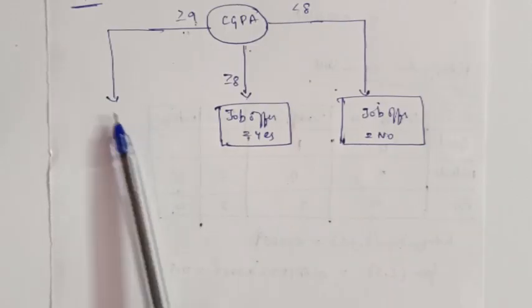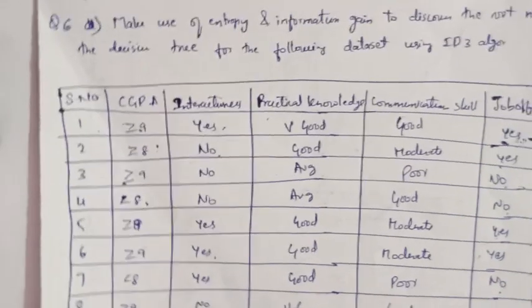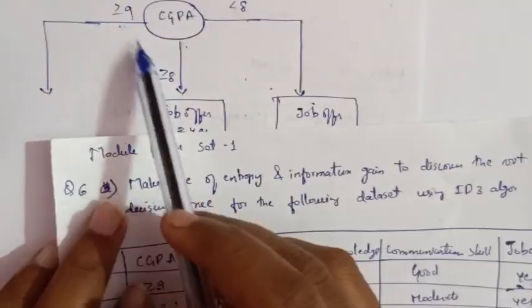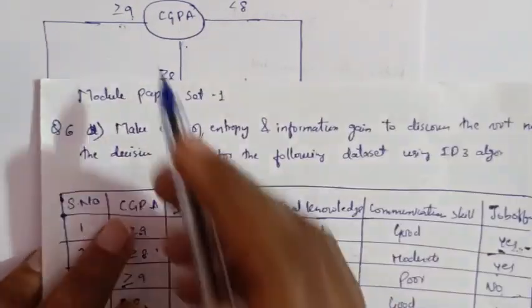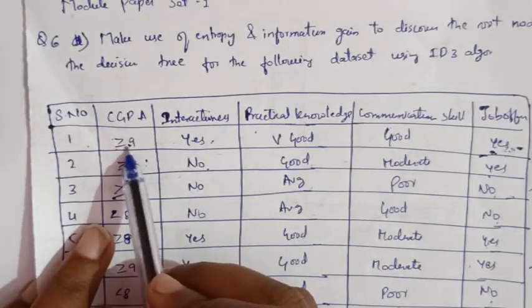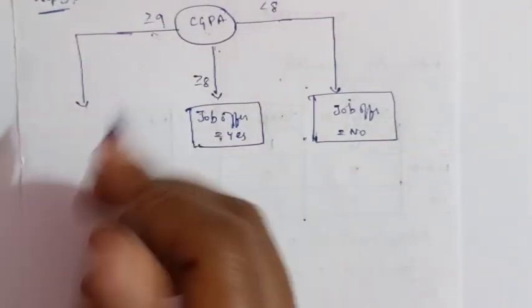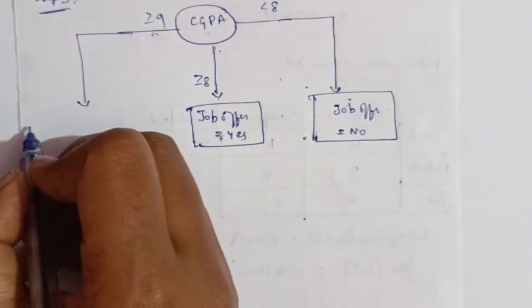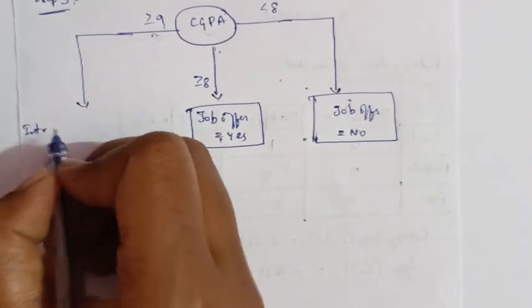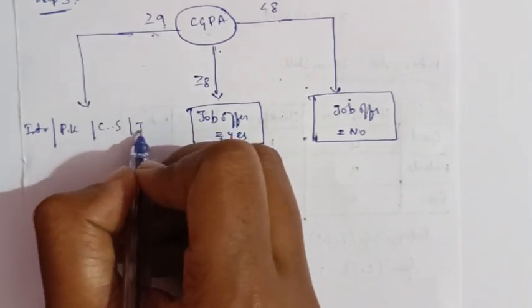For this attribute I have to take the table again from the question. Here we have to choose the same attribute for which we are going to find the entropy. Here I am taking this one, not taking CGPA as it is the root node. I am directly taking interactiveness and practical knowledge and communication skill and job offer.